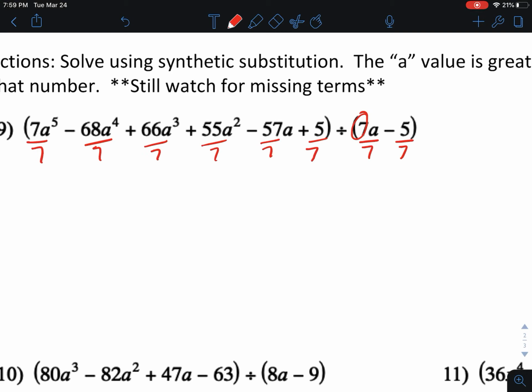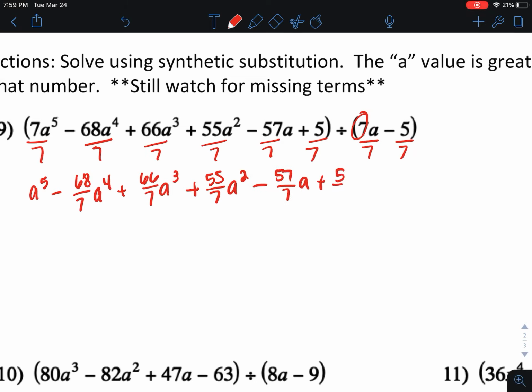It's okay, I promise. If we divide, this now becomes a to the 5th minus 60a over 7a to the 4th plus 66 over 7a to the 3rd plus 55 over 7a squared minus 57 over 7a plus 5/7. And all of this is being divided by a minus 5/7 now.